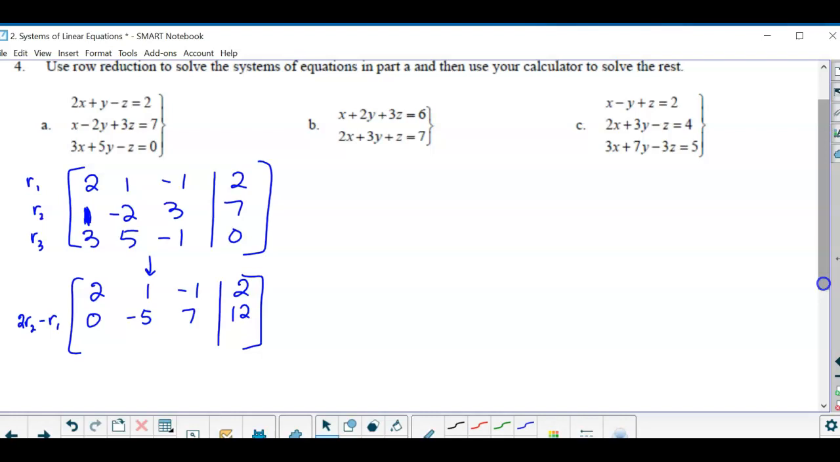Now what you could do for this next one, rather than going 2 times this minus 3 times this, you can use this row as well. So you could go R3 minus 3R2. So 3 minus 3 is 0. 5 minus 3 times 2, so that's adding 6, is 11. Negative 1 minus 9 is negative 10. And 0 minus 21 is negative 21.